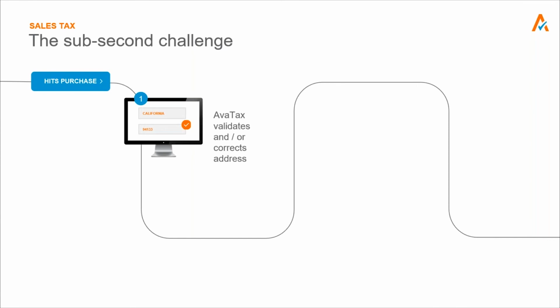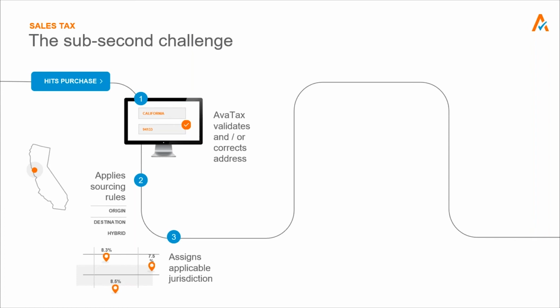This is the sub-second challenge. It'll take me a little bit more than that to go through it, but when a customer hits purchase on a website, Avitax will validate and/or correct that address. It'll apply the sourcing rules. In some states, it's going to be origin-based. Some states, it's destination. And in some states, it's a hybrid of the two. So that means where you pick the rate. Is it at the destination, the ship-to location, or is that the origin?